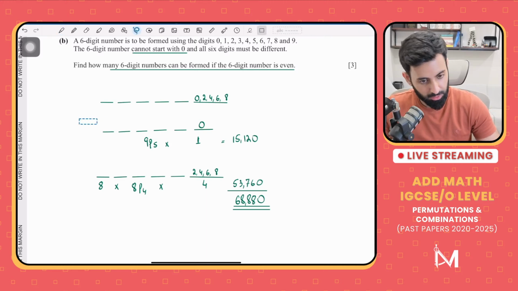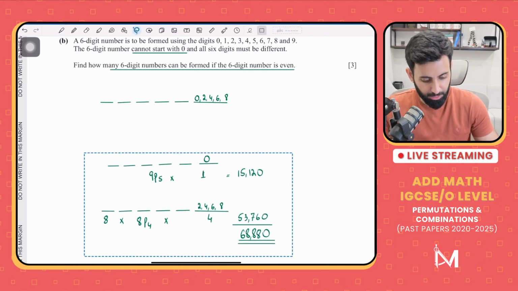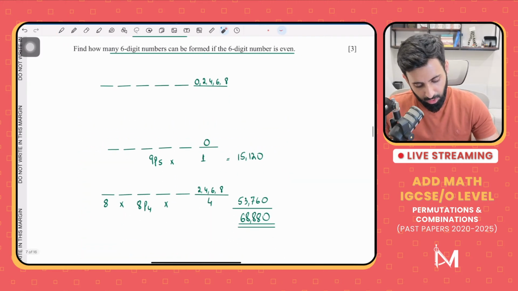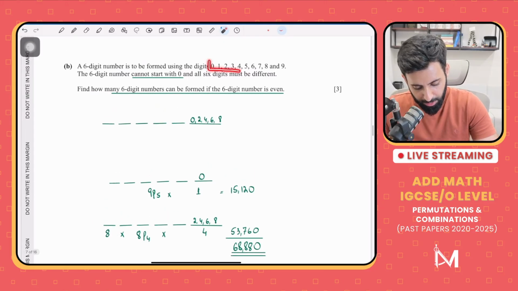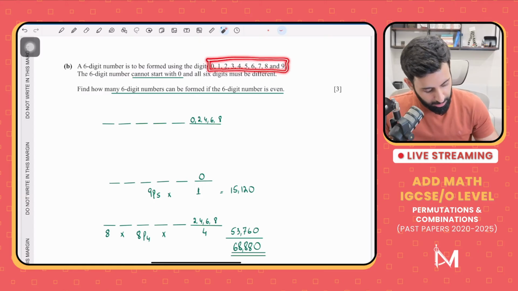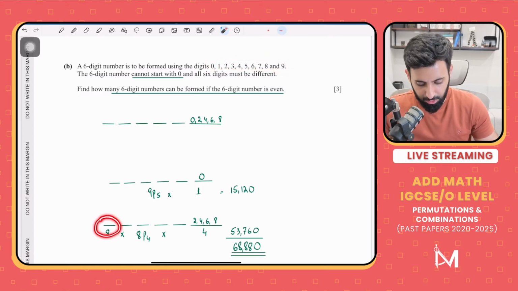Why not 7P4? Okay, I'll explain, fellas. Look, the reason we have 8 options over here is that after placing a digit in the last place, we were down to 9 digits. But amongst those 9 digits, there's a 0. So we can't have a 0 over here, can we? Even though we have 9 digits available, we can only place 8 of those 9 digits in the first place. Now, remember, we started with how many digits?